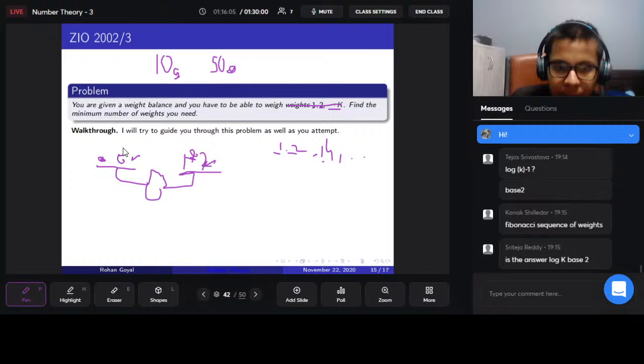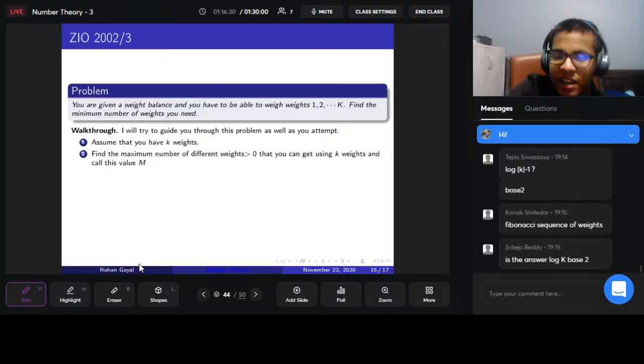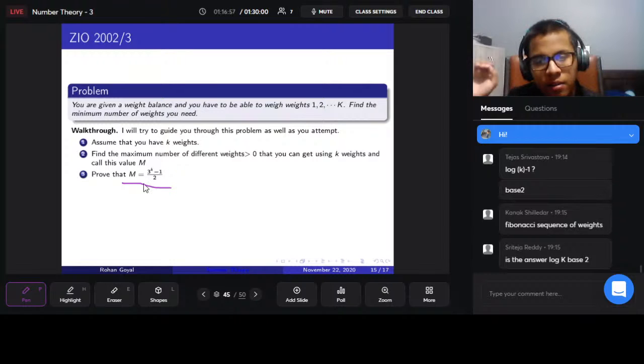Okay, so let's try this. Assume that you have k weights. Find the maximum number of different weights that you can get using k weights. Let's say that the maximum number you can get is m. Prove that m equals (3^k - 1)/2. I'm not even saying what weights there are. Whatever they are, the number of numbers you can count with k weights is at most this. They may be close to each other, they may be far, but the number of numbers you can count is this much. Can you prove this?